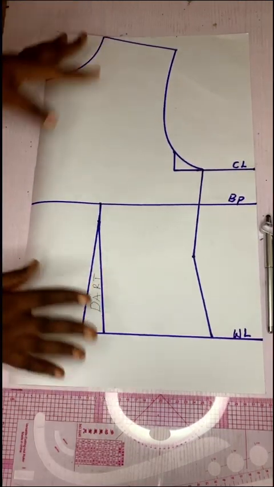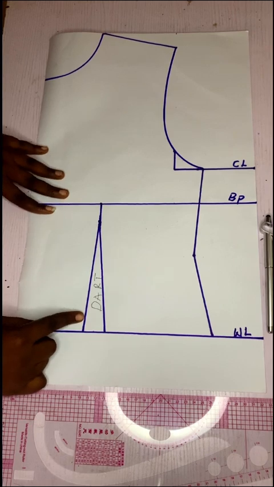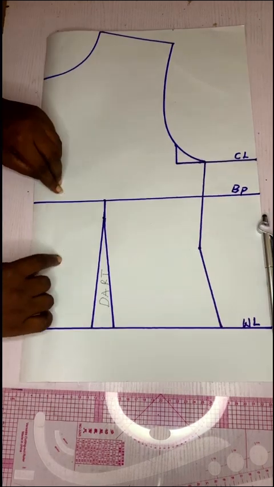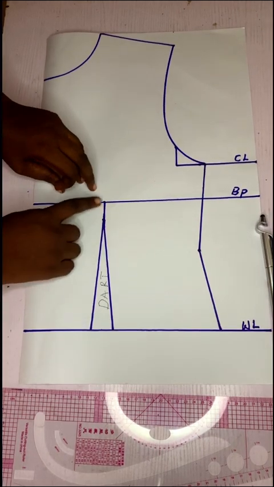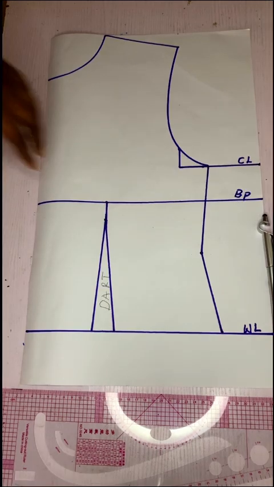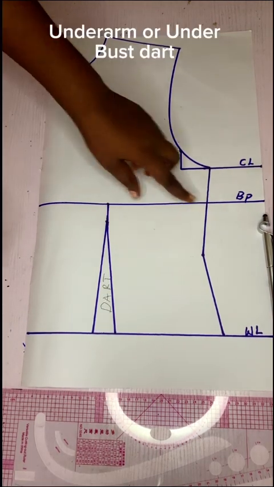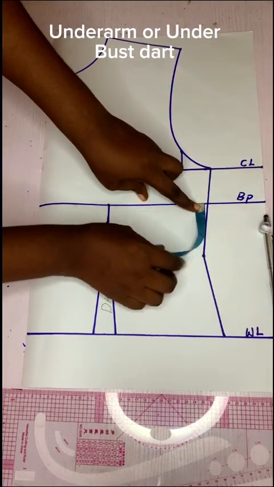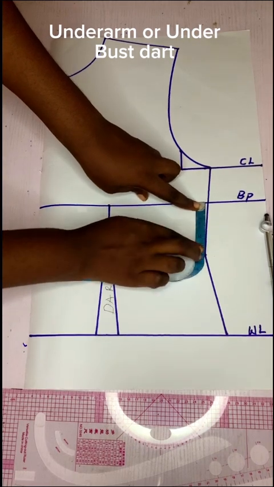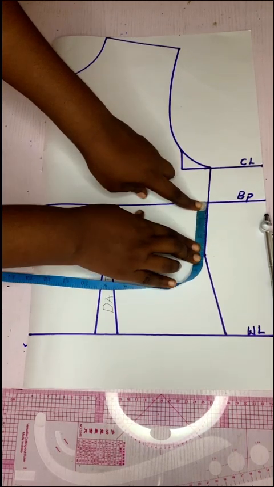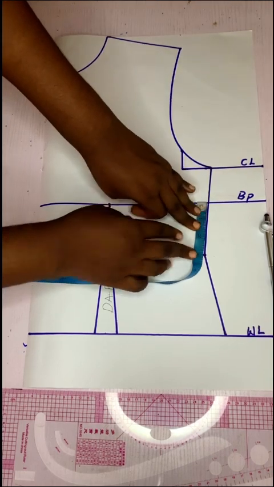So as you can see, I've drafted my basic bodice here, and I've taken the waist dart. So this is the most common dart that everyone knows, okay, this one. So I came down by 1 inch from the bust point. So now we're going to start, and this first one that we're taking is the under bust dart or the underarm dart, okay. So how do you get this dart?